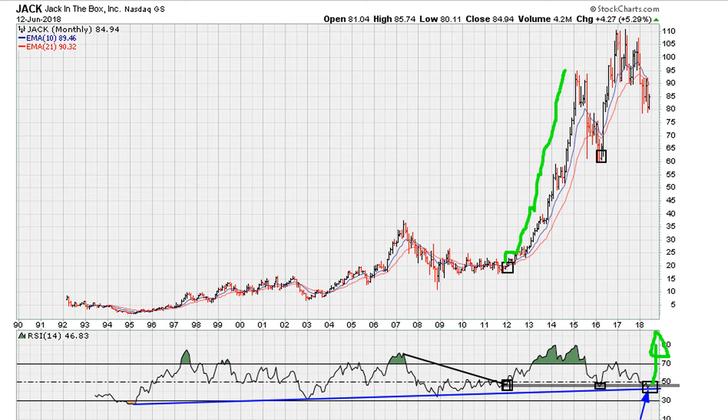Now, because the two lines are well defined, if there's a break here below the two lines, then obviously that becomes a major sell signal.